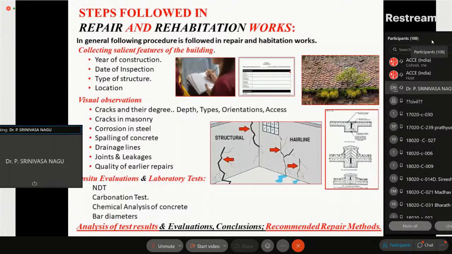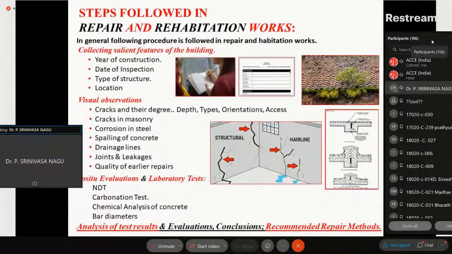So cracks and their degree you have to understand. That is, what is the depth of the crack? Is it a linear one or it's a spread pattern type of crack? What is its orientation? If you want to repair it, is it accessible? Is it accessible for material supply? So many things like that. Okay, like that. Then the cracks in masonry.